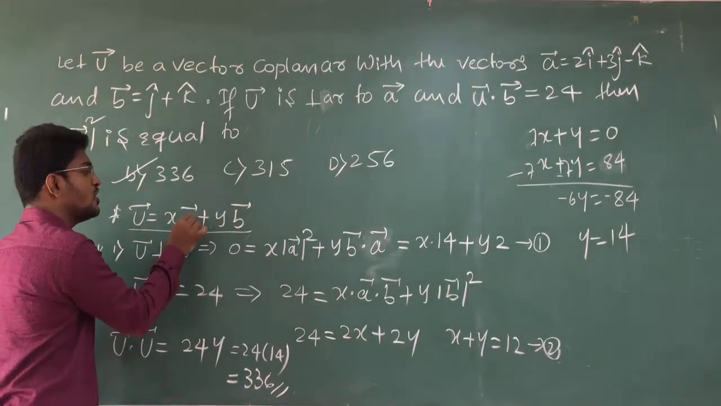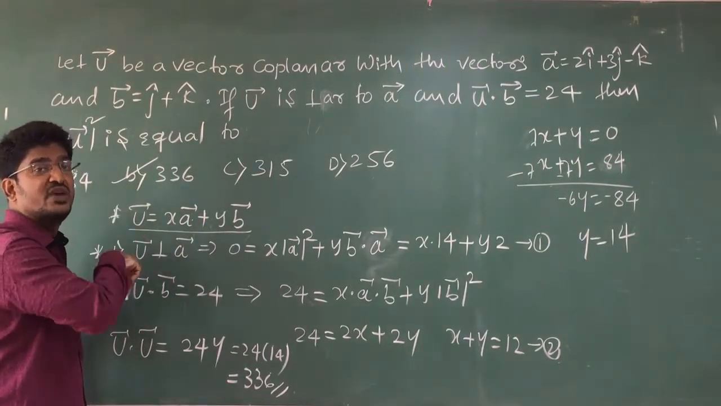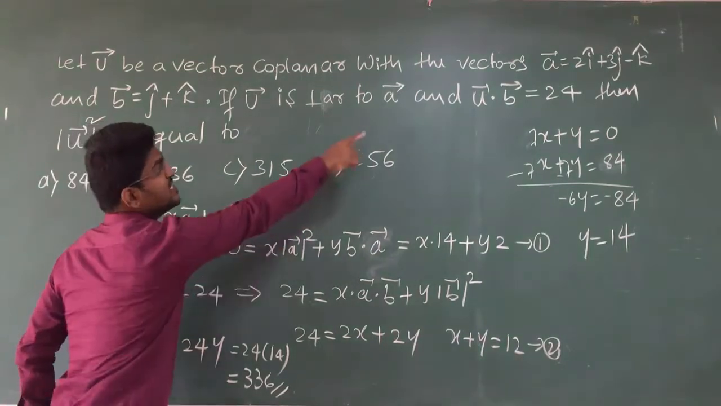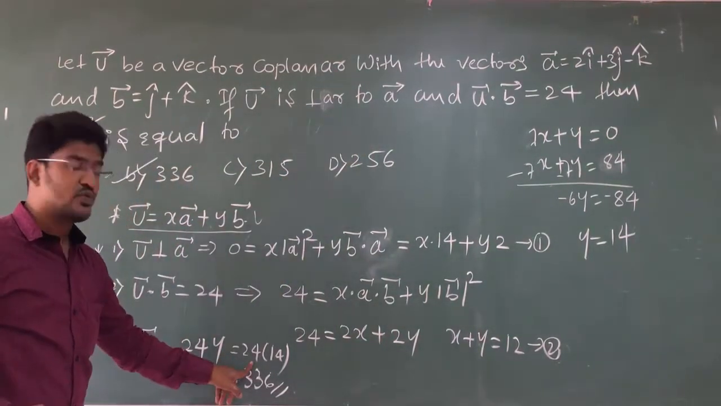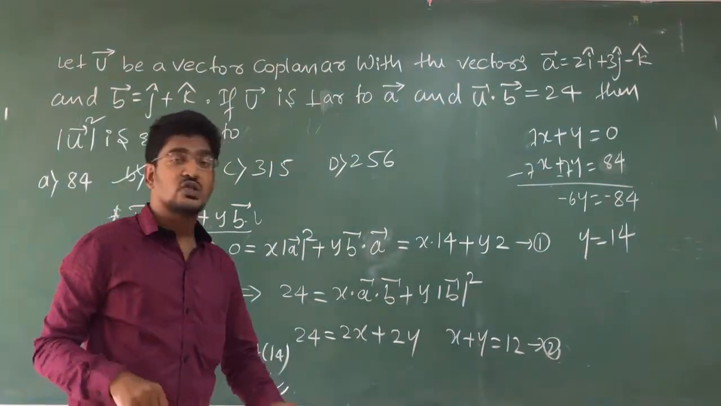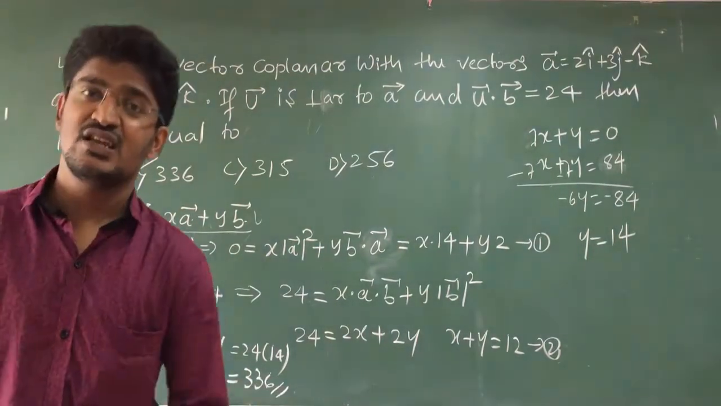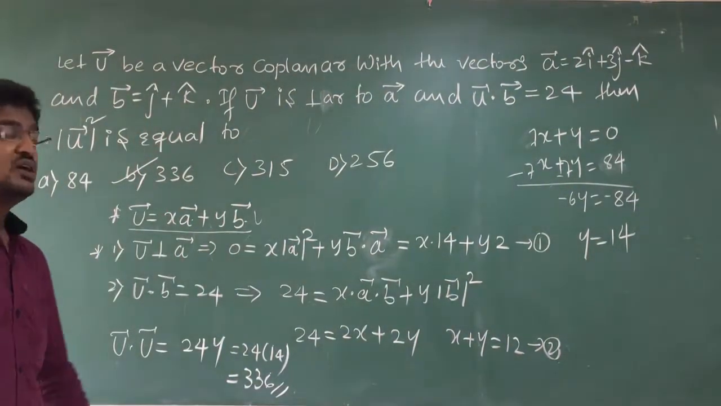That means here dot u. U dot a is 0 because both are perpendicular. That is given. Here u dot b, that is equal to 24. I am going to take that is 24. Y term is how much? 14. So therefore 24 into 14 will be 336. Clear, students? So this is what your second question.